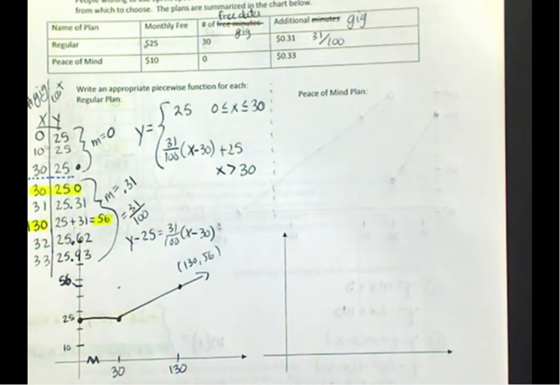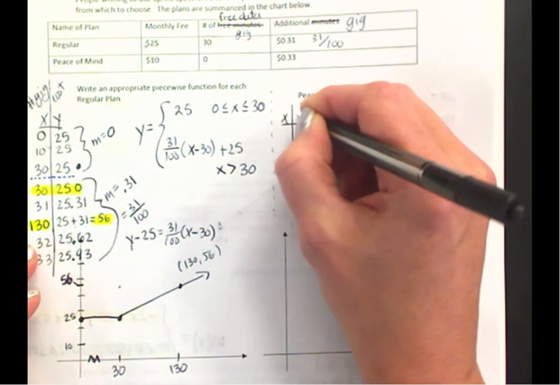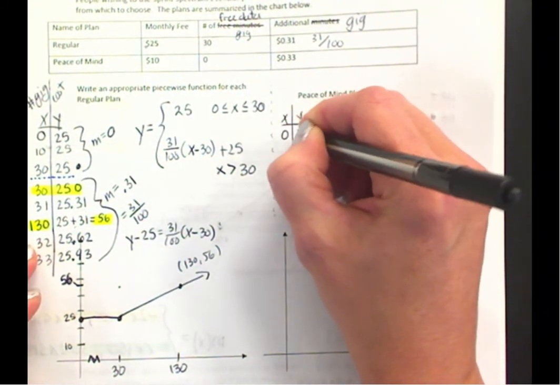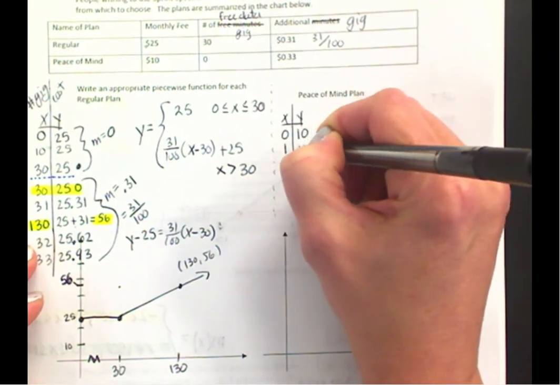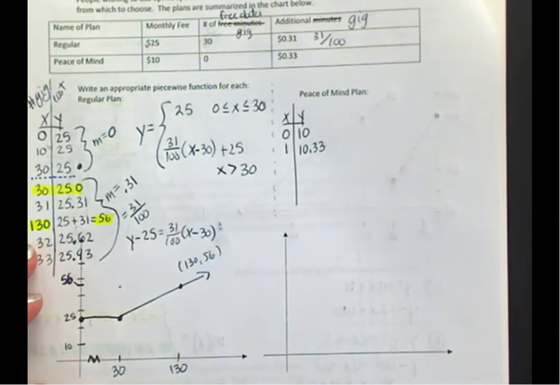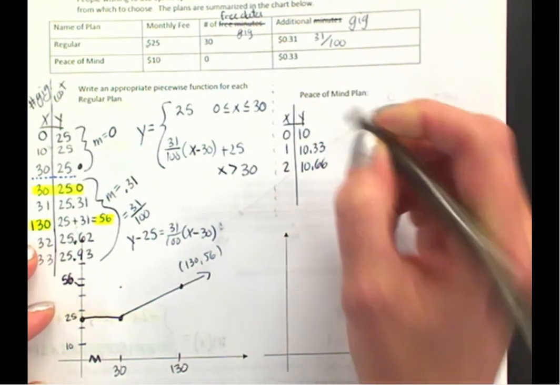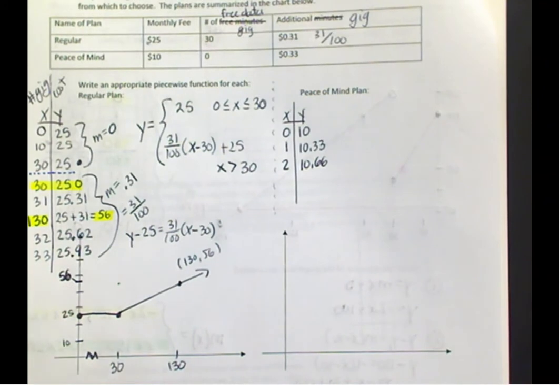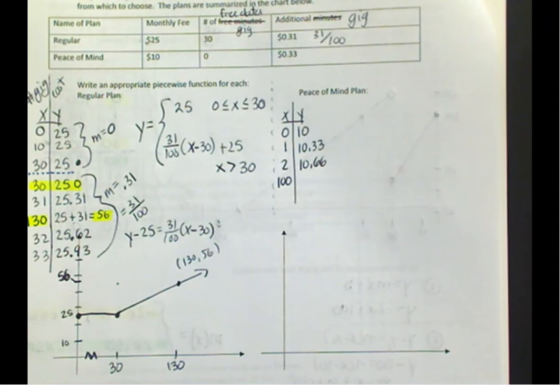Let's look. This one, table of values. Okay, 0 gigs, $10. 1 gig, $10.33. 2 gigs, $10.66. I don't want to count by 33 cents. I'm going to jump up to 100 gigs. I'm trying to pick a number I can actually do.